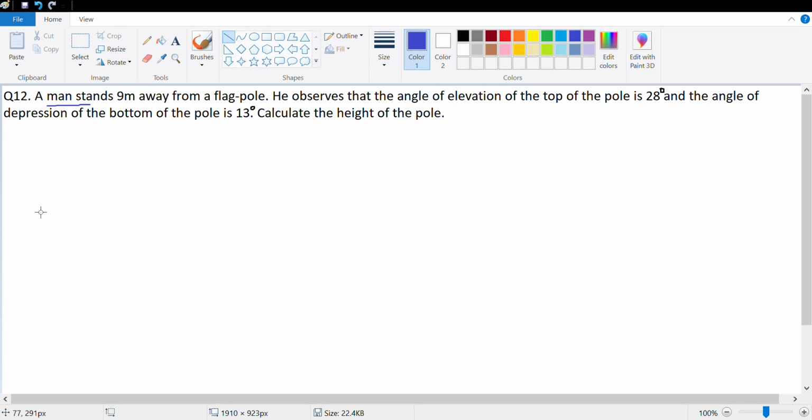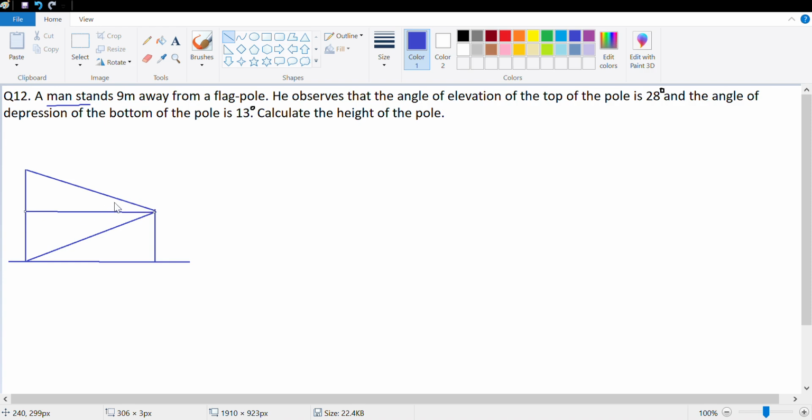So let this be the tower or the pole, and this is the ground. This is the height of the man who's standing, and he is looking at the angle of elevation first, which means I'll have to draw it, and then he's looking at an angle of depression. Perfect, which means I'll have to draw the imaginary horizontal here.